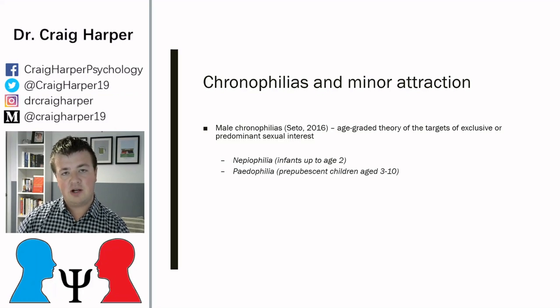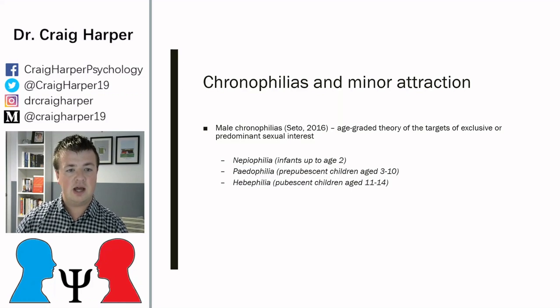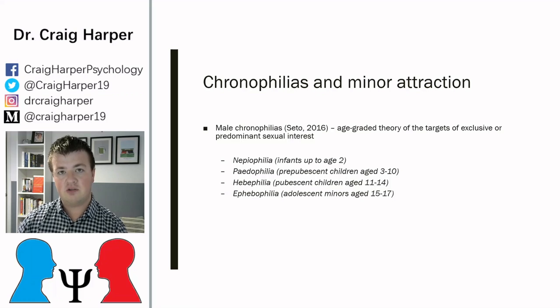This is a sexual arousal pattern towards prepubescent children, typically between the ages of 3 and 10, although these ages are not necessarily too helpful. Then we have hebephilia, which is a sexual arousal pattern towards pubescent children, which is typically between the ages of 11 and 14. We then have ephebophilia, which is a sexual arousal pattern towards adolescents between the ages of typically 15 and 17.